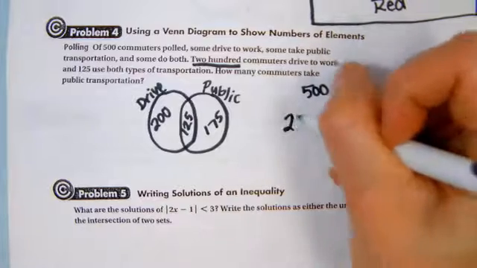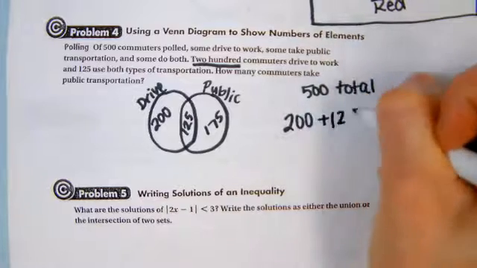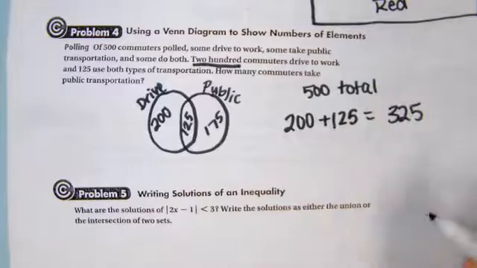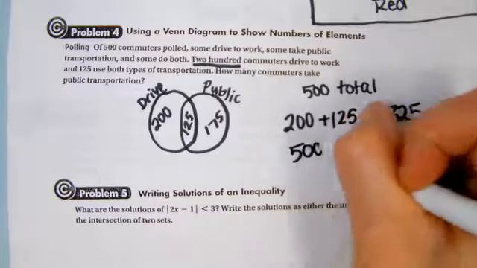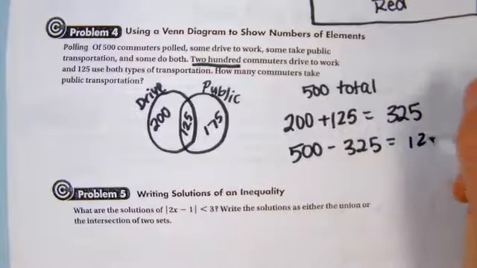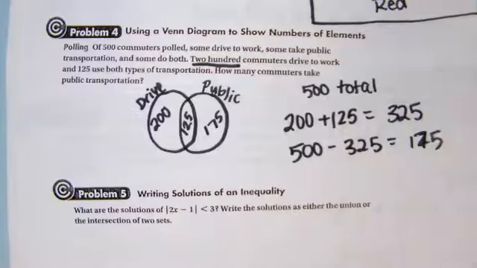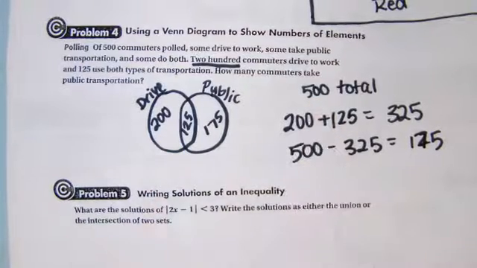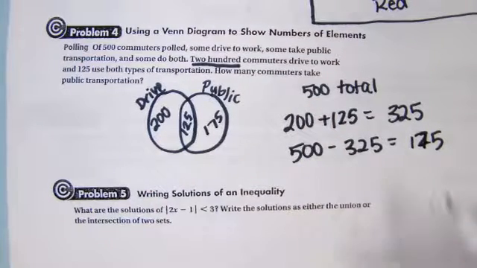Now, many of you were able to do that in your head, but what was the math? Some of you added this, right? 200 plus 125 first, and you got what? And then what did you do? Sorry, 175. And that's what you did. Could you have done 500 minus 200 minus 125? Yes, you could have done that as well.